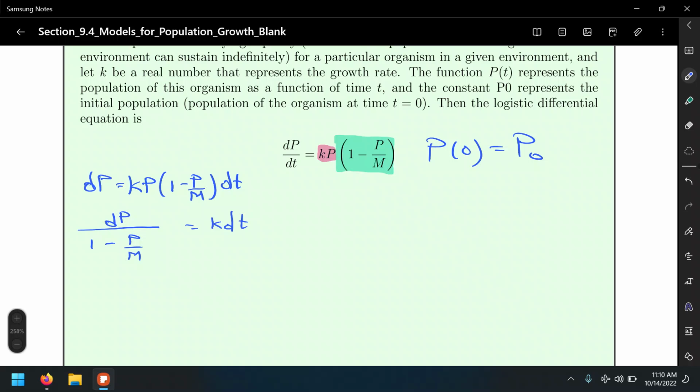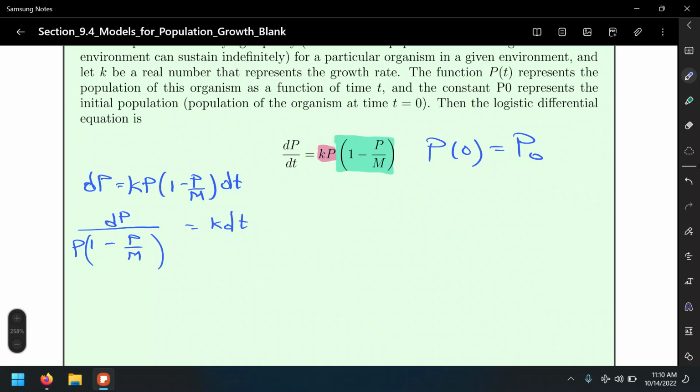Yes? What happened to the p? It's supposed to be here. Thank you. Is the p minus p squared over here? Do you mean by distributing? I'm not going to distribute, because if I distribute, then I would need to factor it back to get the partial fraction decomposition. So we're going to leave it like this for now.